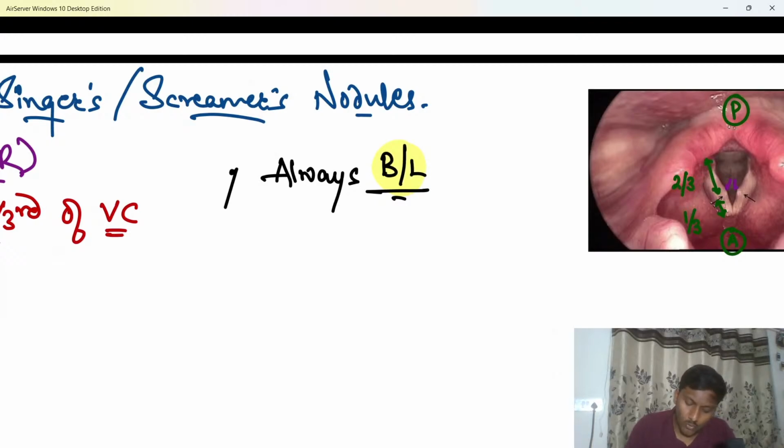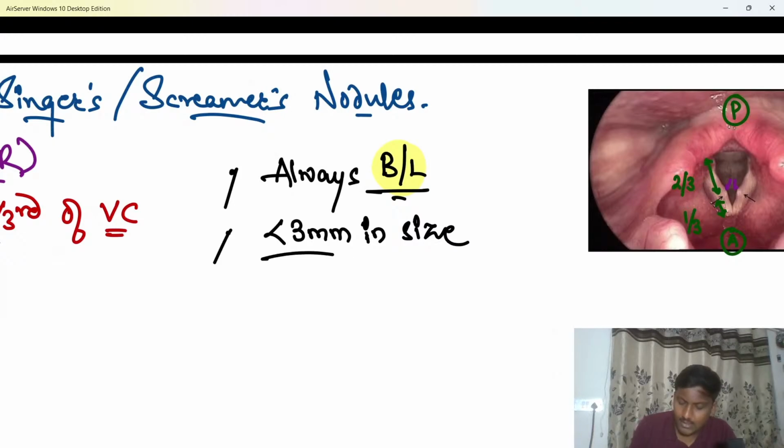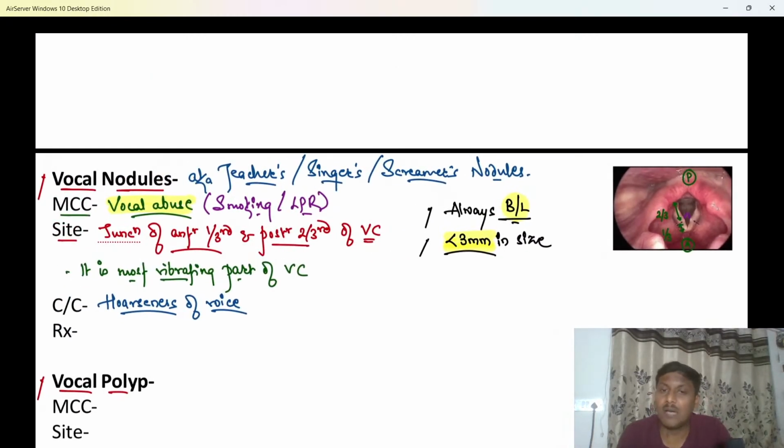And second important, vocal nodules, beta, are usually smaller in size. Yes, they are very small in size. They are usually less than 3 millimeters in size. On the other hand, vocal polyp can be larger in size, beta. Vocal polyp can be more than 3 millimeter in size. Okay? So one, nodules are always bilateral, and second, they are less than 3 mm in size. On the other hand, polyps are usually unilateral and they are more than 3 millimeters in size. Okay? ये दो points are to be remembered.